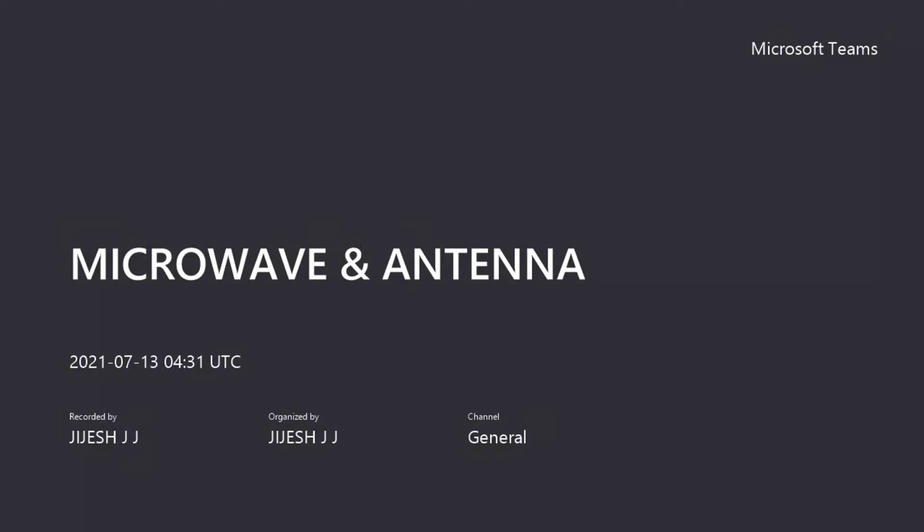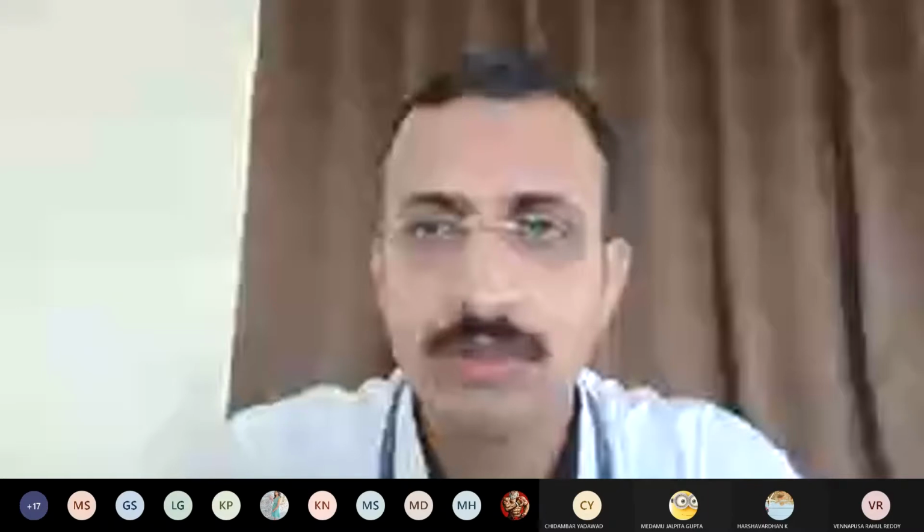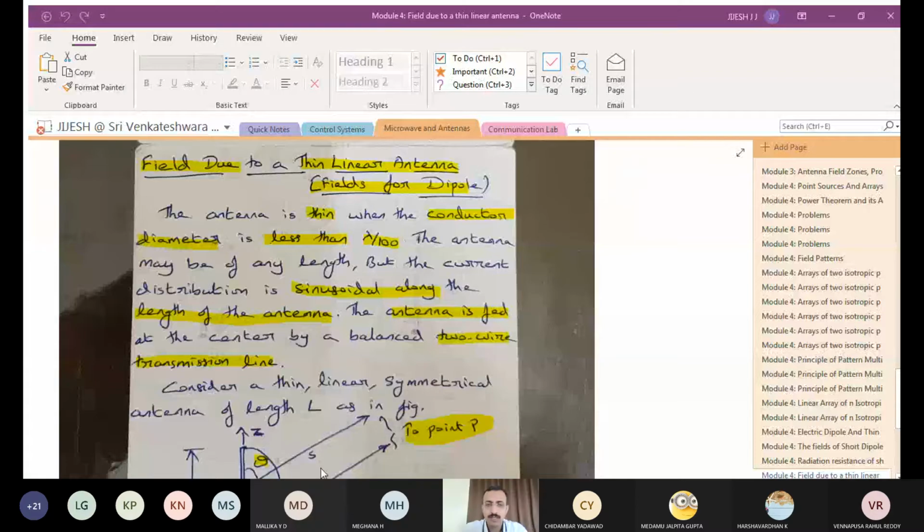We will discuss the concept that we have already discussed in the previous class, that is, the field due to a thin linear antenna and the fields for a dipole. You can all see the document, no?